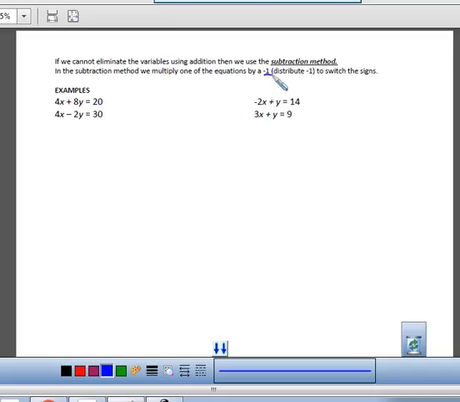So we are going to distribute a negative 1. So watch what happens. So I distribute a negative 1. You can do this to either one, the top or the bottom, and it'll still work. So I'm going to distribute it to the bottom one. And I get negative 4x. Negative 1 times minus 2y is plus 2y, or positive 2y, equals negative 1 times 30 is negative 30.